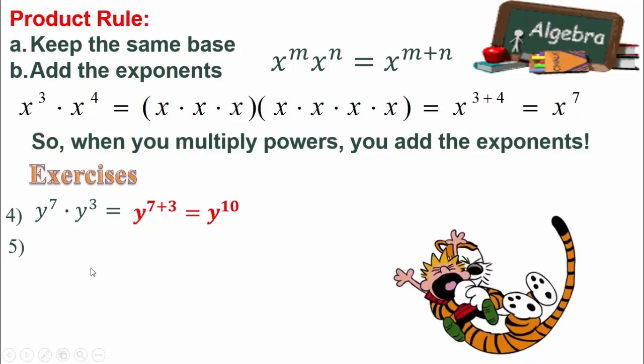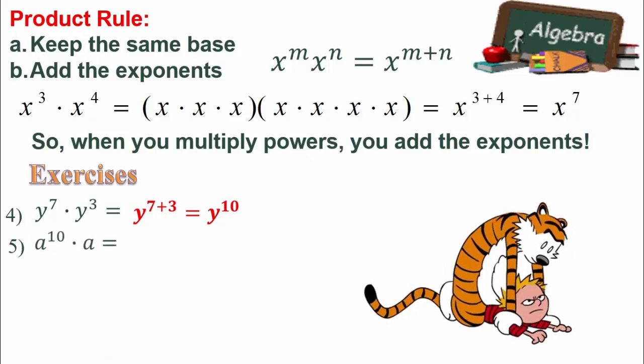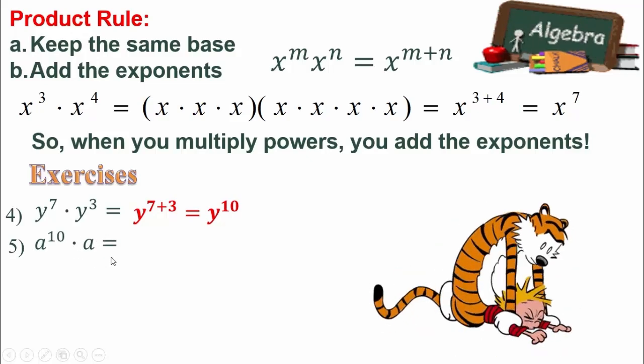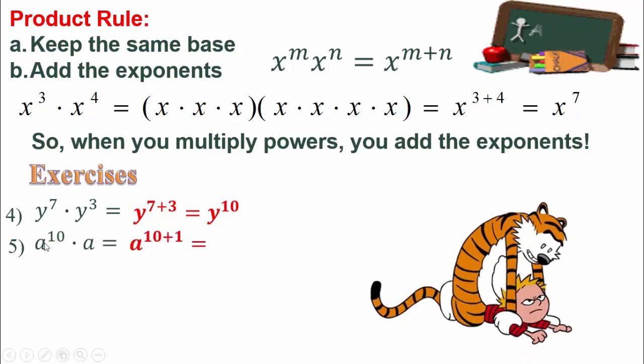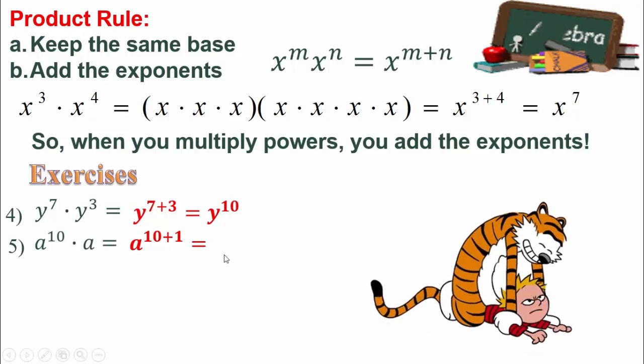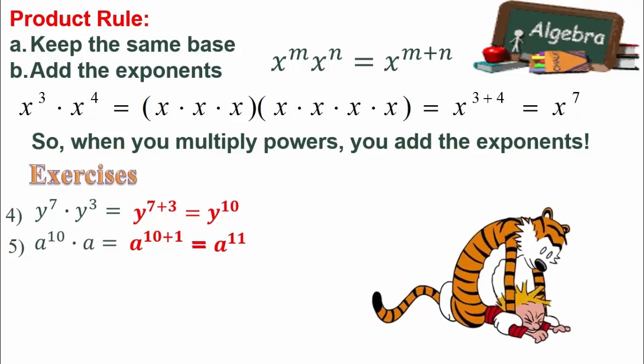For example, number 5. If you don't see an exponent here, we assume that it is 1. So this is a to the 10th, and this is a to the 1st, so that's 10 plus 1, which will give us a to the 11th.